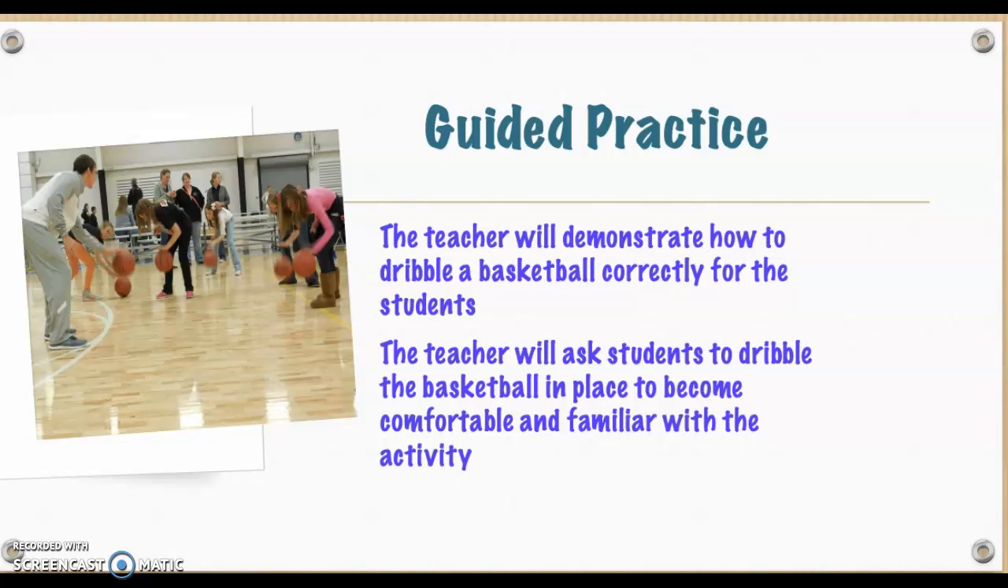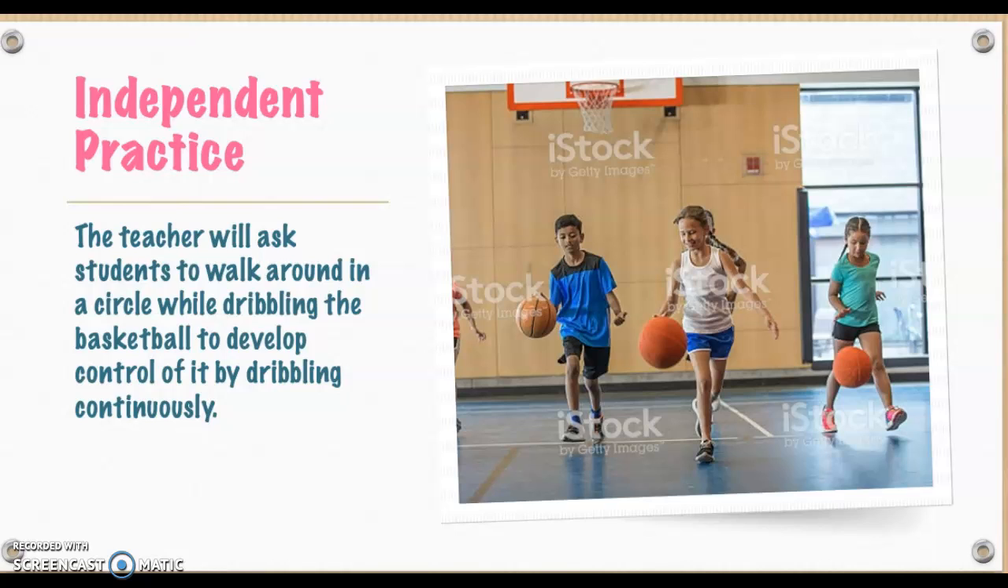For the guided practice, the teacher will demonstrate how to dribble the basketball correctly, and then ask the students to practice and dribble so they can get familiar and comfortable with the activity. For the independent practice, the teacher will ask the students to do a little bit more dribbling, maybe doing it in a circle, or just standing in place, just so that they can get better control of the basketball.